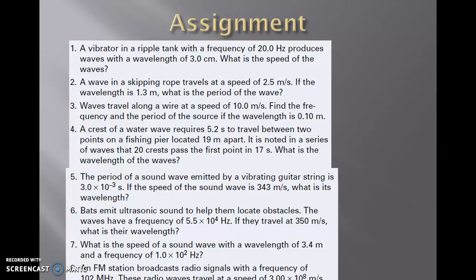So in our next class, we'll be looking at the properties of waves. We'll be looking at reflection, refraction, diffraction, interference, and polarization.